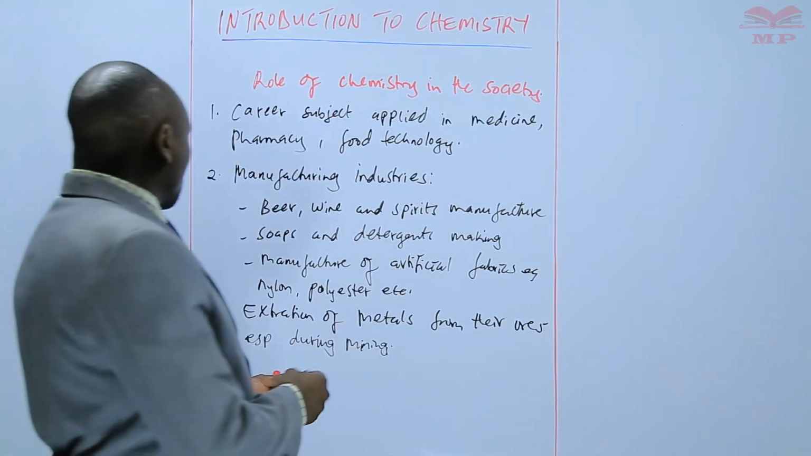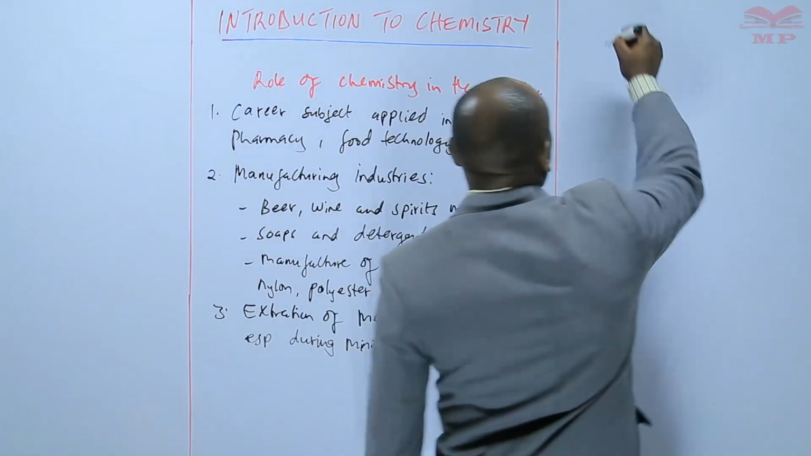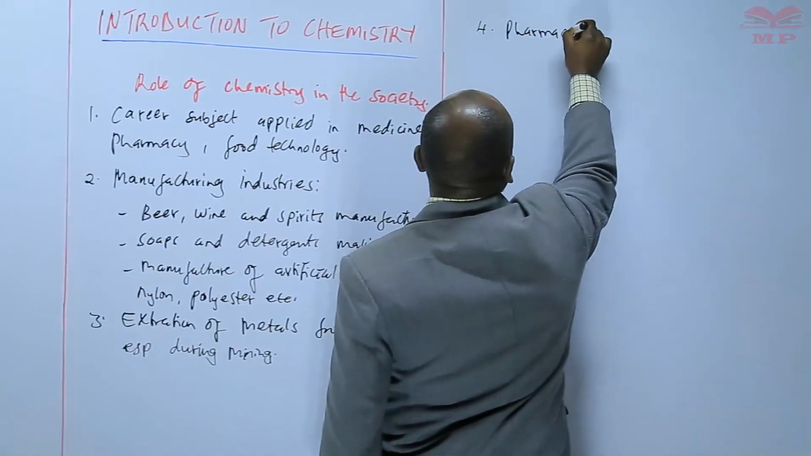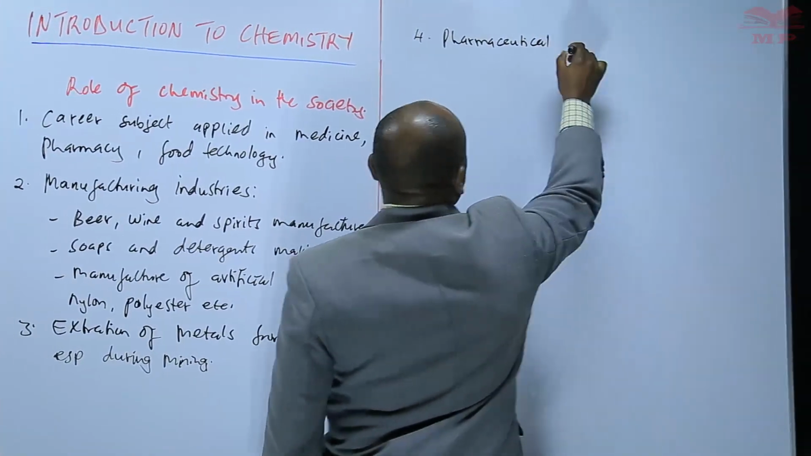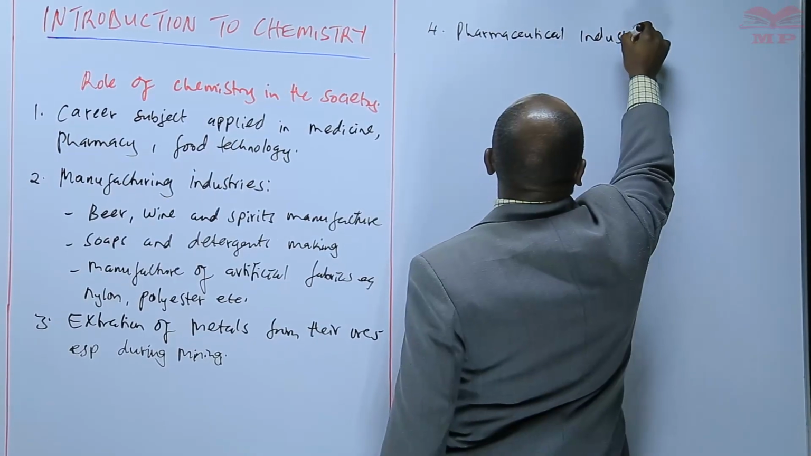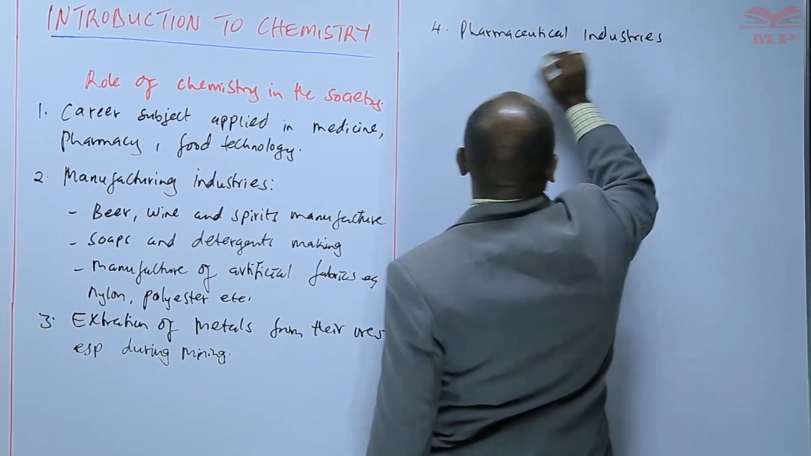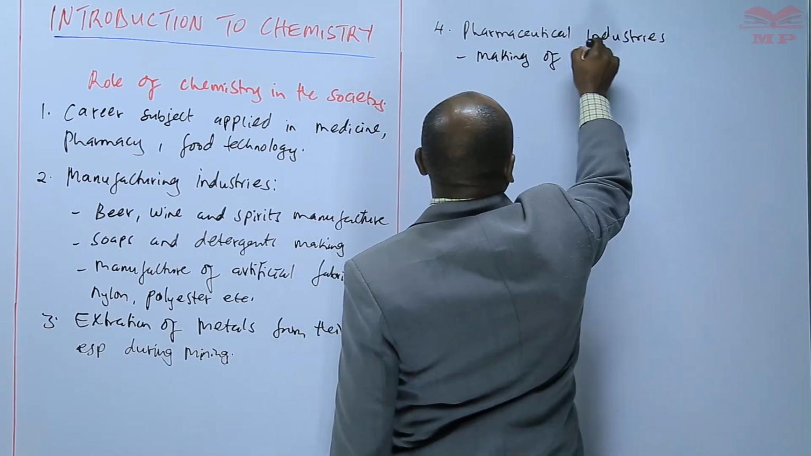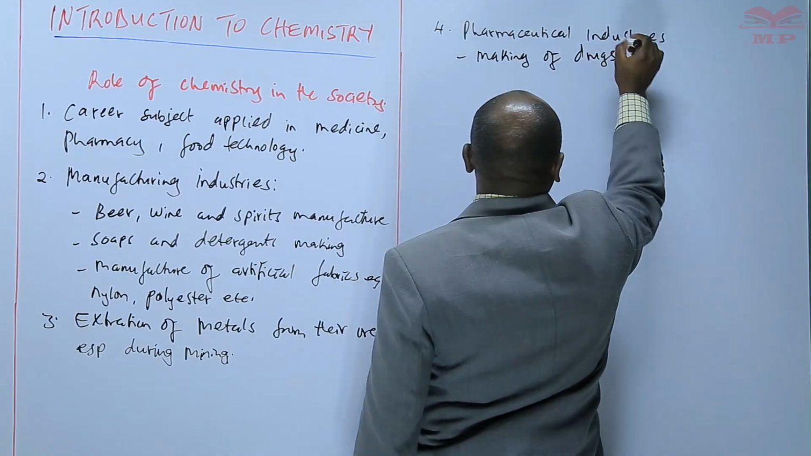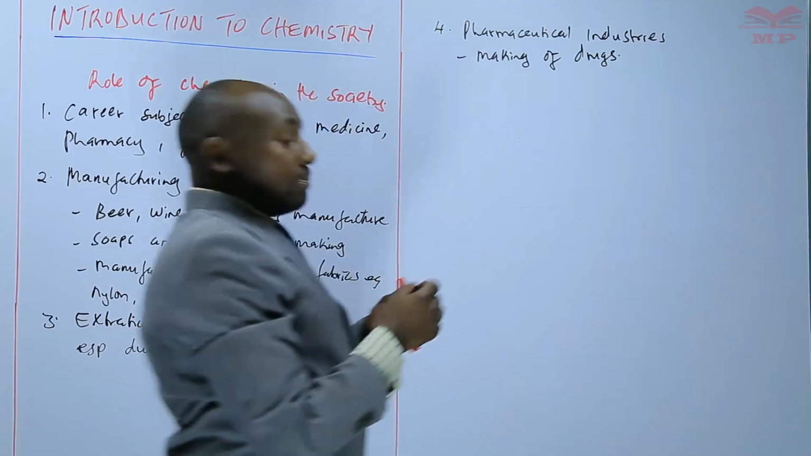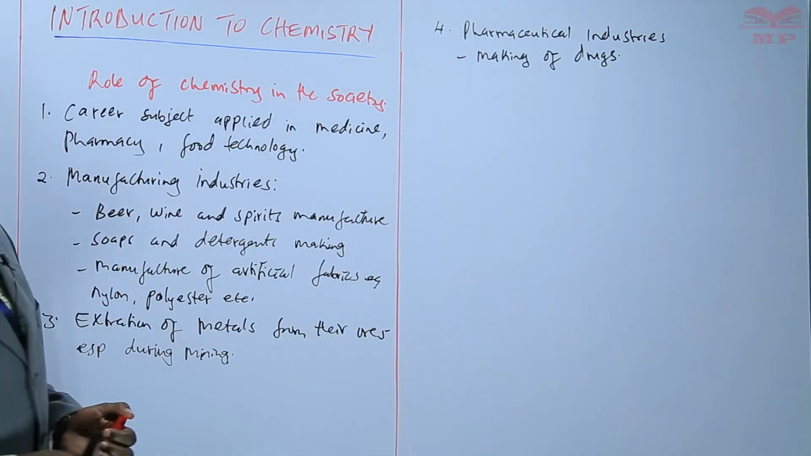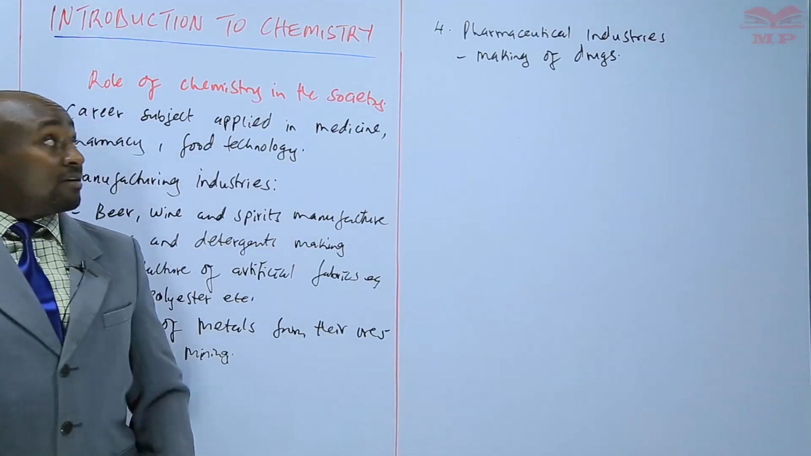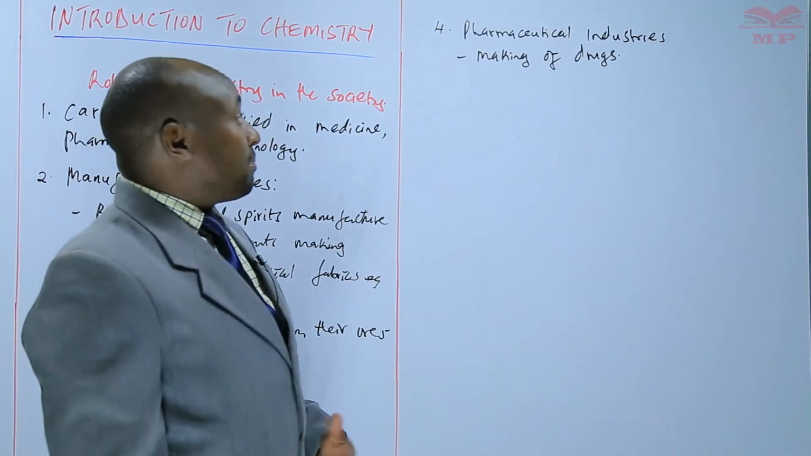We can also mention chemistry in the pharmaceutical industry. And this one is in the making of drugs. So this is not about the prescription of the drugs, but how those drugs are arrived at. Pharmaceutical industries apply chemistry.